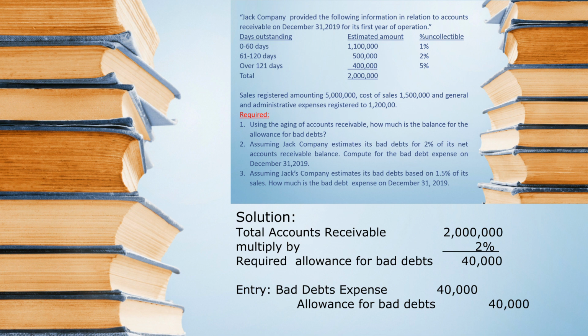So if there is a balance of allowance for bad debts in Jack's company, we should deduct that amount from 40,000 and the difference should be the bad debt expense. And since this is the first year of operation, 40,000 will also be the bad debt expense to be recorded in the books of account. The pertinent entry is the same as that of the first method.